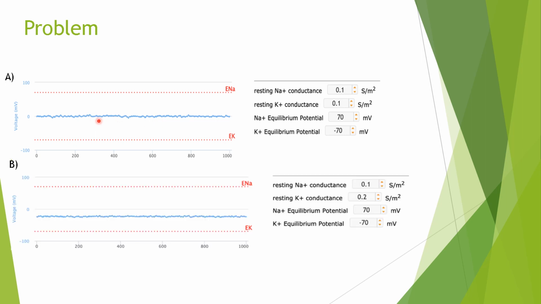Now let's look at scenario B. If we keep our equilibrium points the same, but we change their permeabilities or leakiness, let's change potassium's leakiness to something different, something higher.